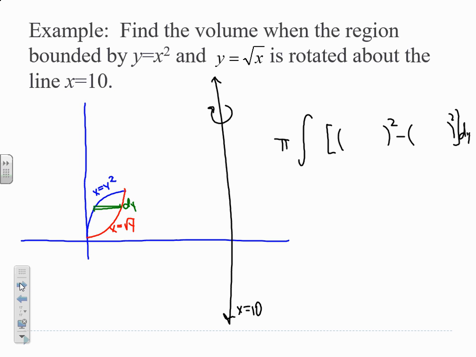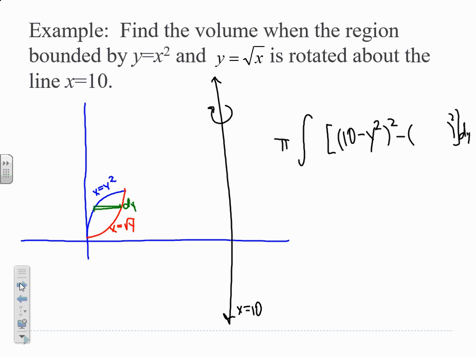All right, Catherine's keeping me in check over here. I did draw my arrow. All right, so as we rotate this around x equals 10, the side of the rectangle that is furthest away from our rotation would be what? Y squared. Y squared, okay? So how are we going to write the outer radius? Oh. It would be 10 minus y squared.